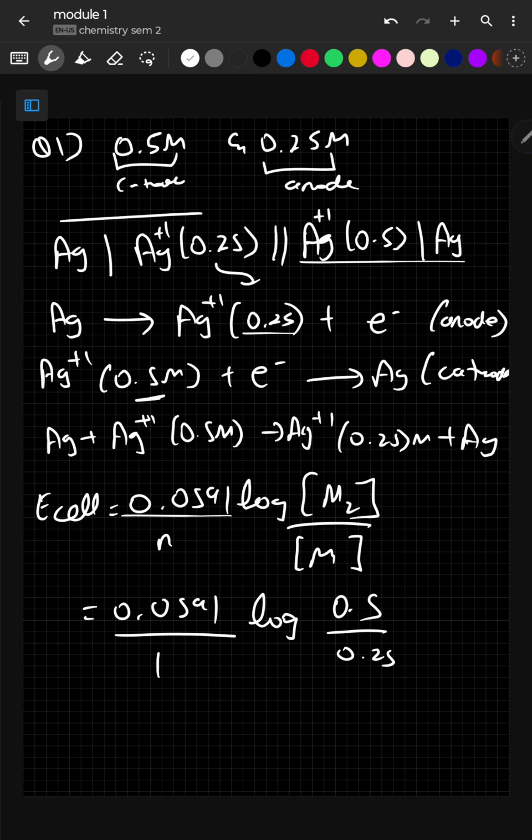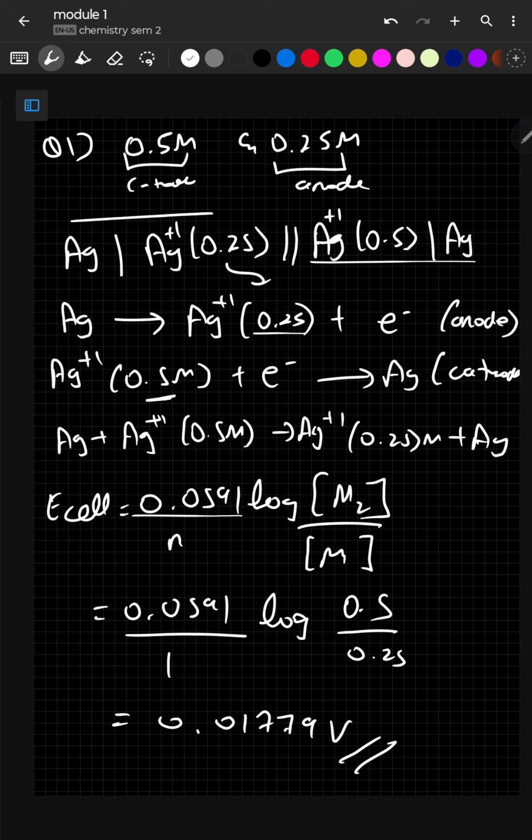So let's use the calculator to solve this. I am getting the answer as 0.01779 volts. The unit of cell potential is going to be volts.